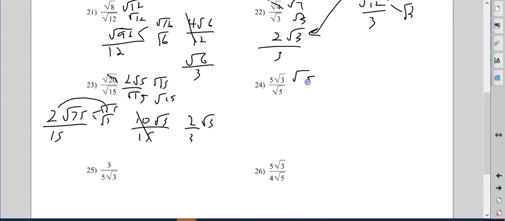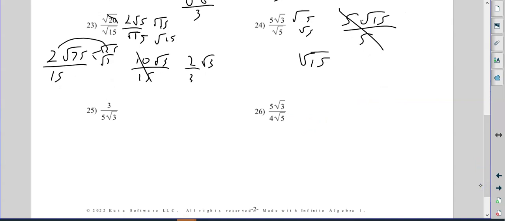Right? 24, again, rationalizing. So that's going to give me 5 radical 15 over 5. Those cancel. I'm left with just radical 15. All right, here, radical 3, radical 3. We don't mess with that 5. We don't multiply by 5 radical 3. That 5 is okay. So on the top, we end up with 3 radical 3. On the bottom, we end up with 5 times 3, which is 15. But again, 3 goes into 15 5 times, so radical 3 over 5.